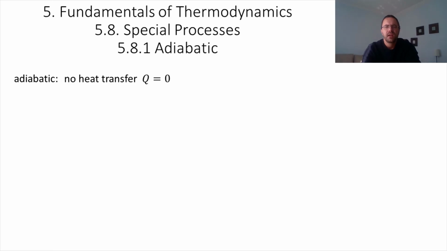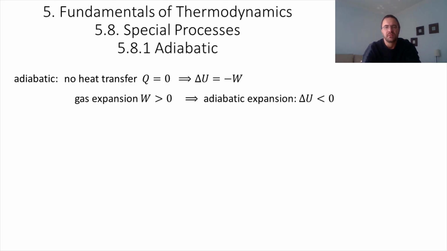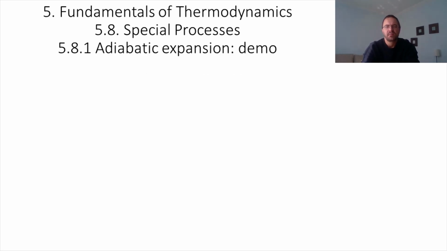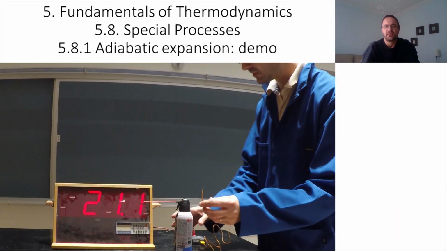happen. In this case, Q will be equal to 0, and since delta U is Q minus W, then delta U is equal to minus W. For a gas expansion, we have seen that the work is positive. And so for an adiabatic expansion, you can conclude that delta U is negative. And since we know that for an ideal gas, the internal energy only depends on temperature, it means that the temperature decreases.